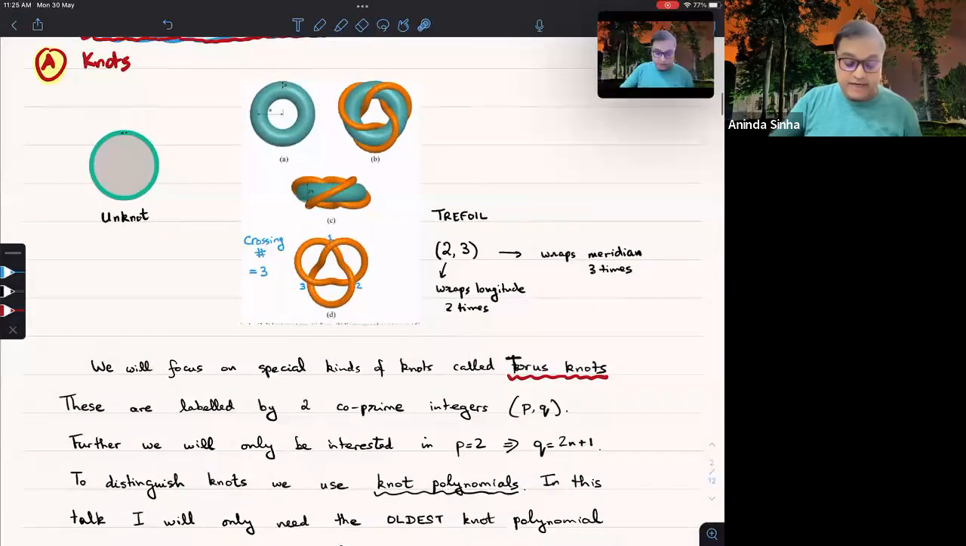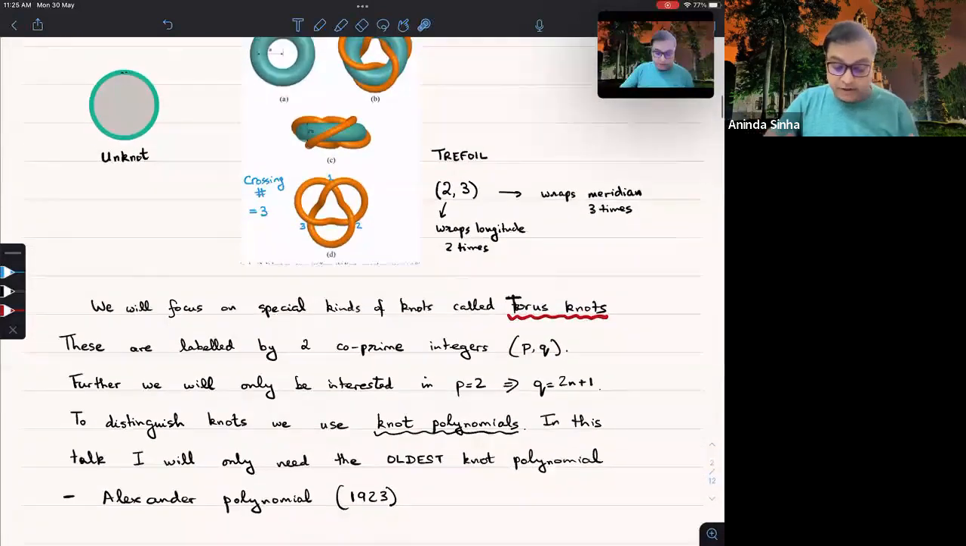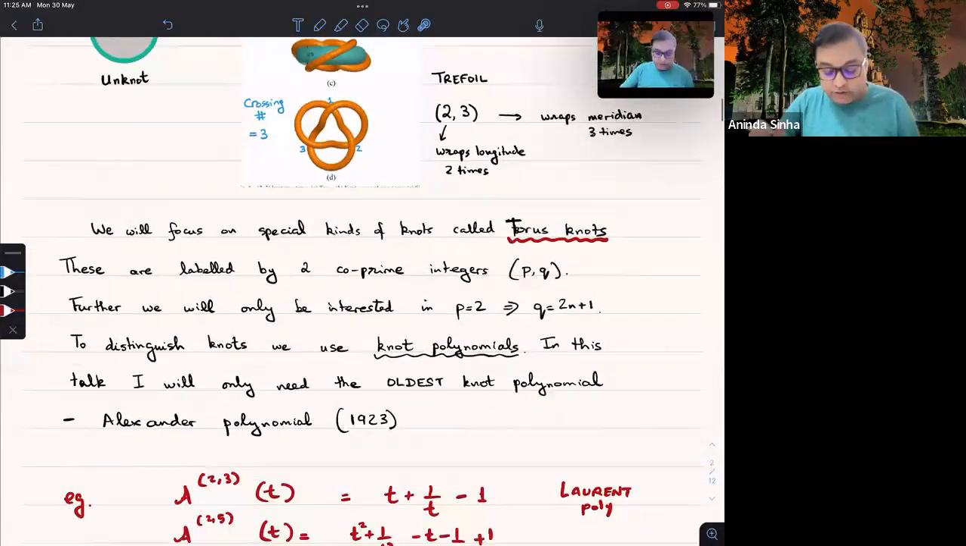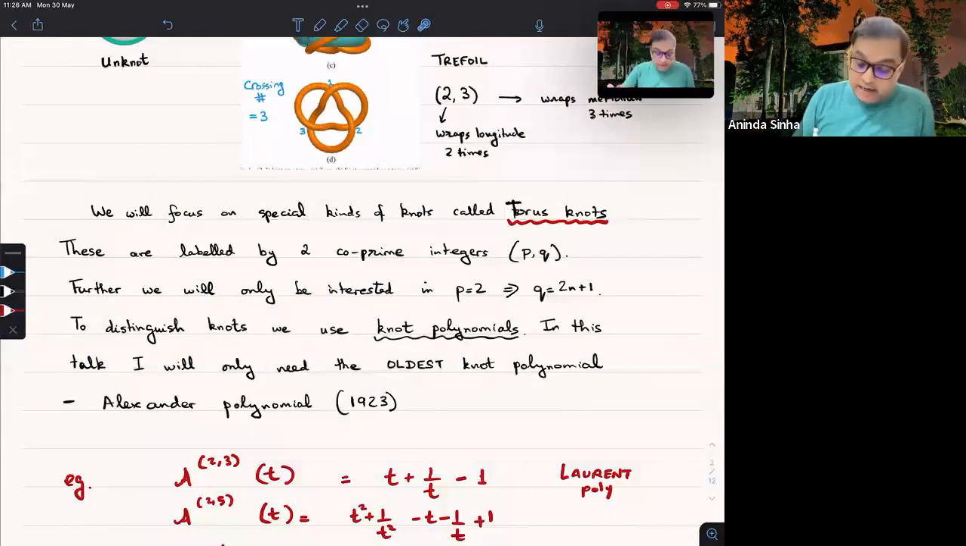Now, as I said, in this discussion of dispersion relations, I will focus on only torus knots, because those are the ones that come naturally. They are labeled by 2 co-prime integers, p and q. On top of this, we will be only interested in a special kind of torus knots where p is 2, and so q has to be 2n plus 1. If p is 2, q has to be co-prime, so it has to be an odd number.